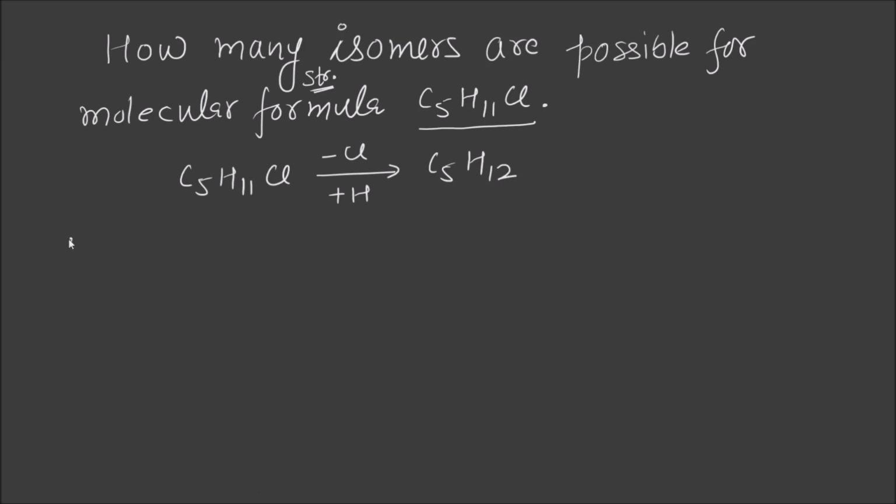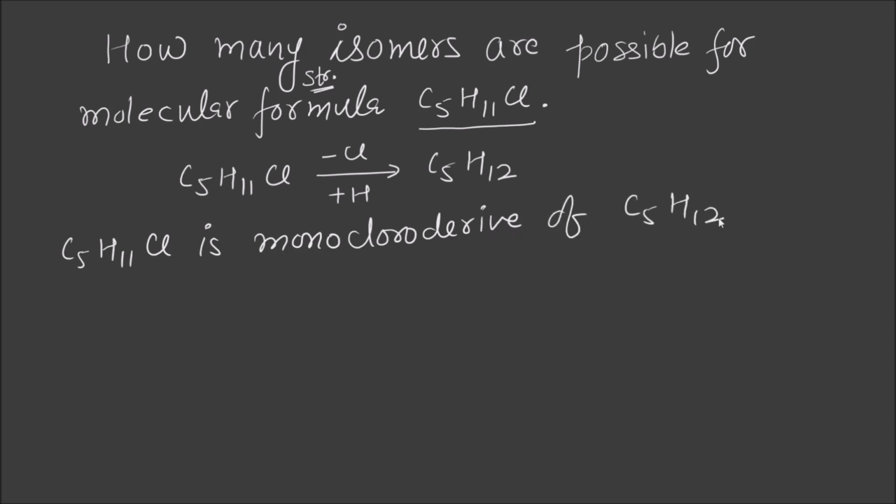So C5H11Cl is a monochloro-derivative of pentane. Now, first of all, write the isomers of pentane. So first we write the 5 carbons in the straight chain.